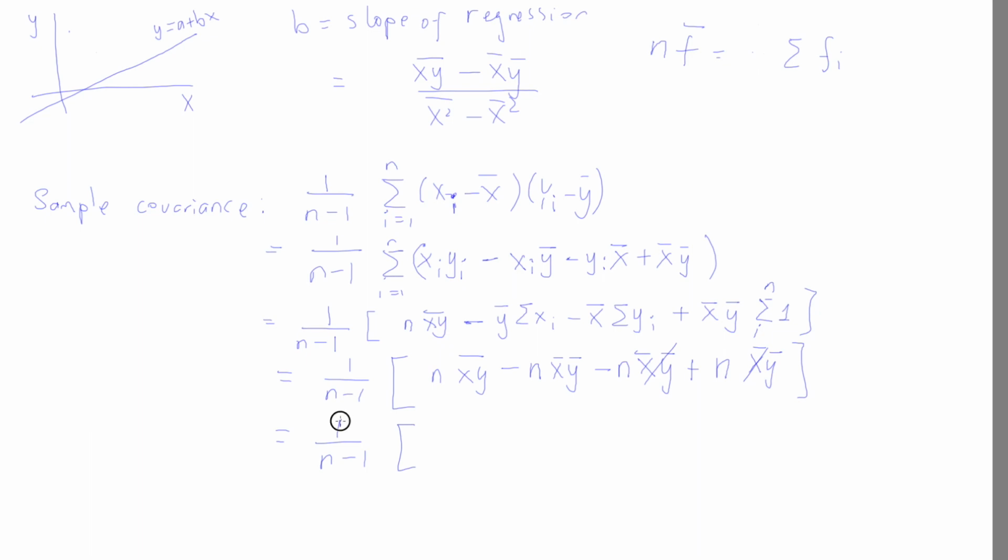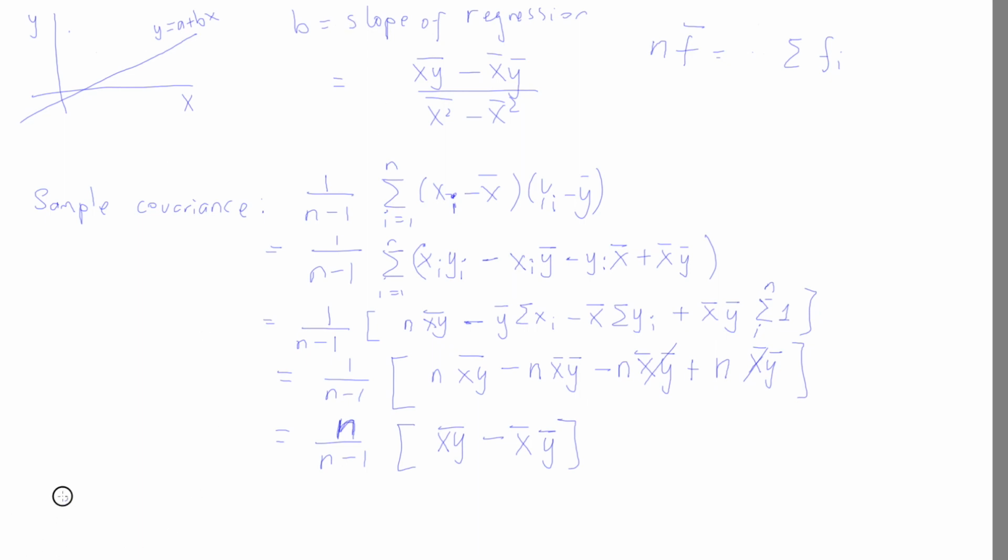Okay, let me take the n outside of the brackets. What I'm going to get inside the brackets is xy bar minus x bar y bar. And hopefully you should see that this inside the brackets is exactly the same as the numerator of the slope of the regression. Okay, so why is that interesting?